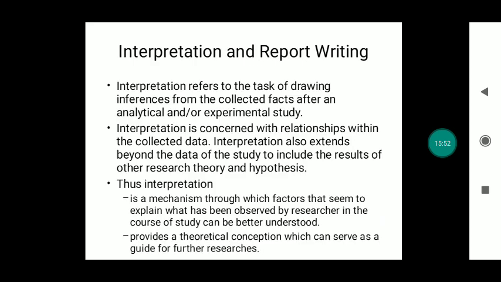Now we'll discuss what is the interpretation of data and what is the procedure for report writing. Interpretation refers to the task of drawing inferences or conclusions from the collected facts after an analytical or experimental study. Interpretation is concerned with the relationships within the collected data, which extends beyond the data of the study to include the results of other research, theory and hypothesis.